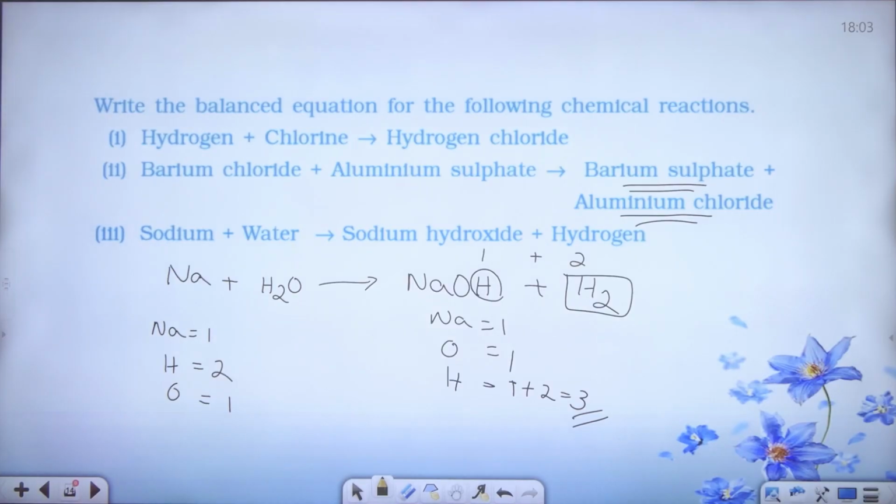Is this equation balanced? This is an unbalanced equation. Na plus H2O gives NaOH plus H2. How to balance? Na 1 and 1, oxygen 1 and 1, hydrogen 2 and 3. How to balance?